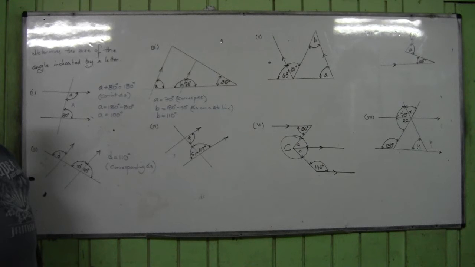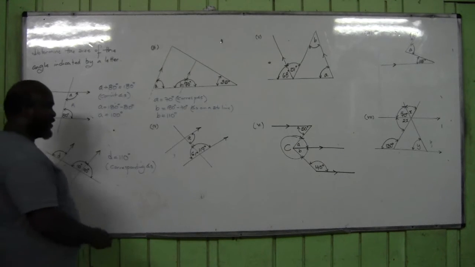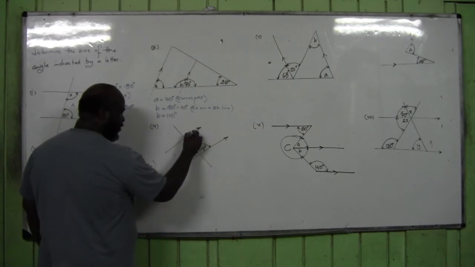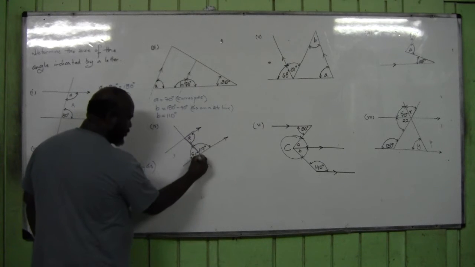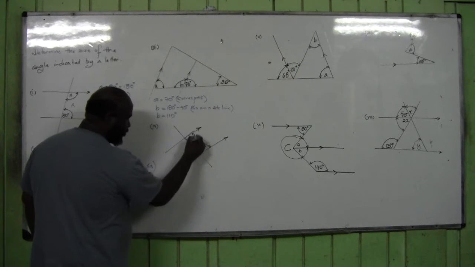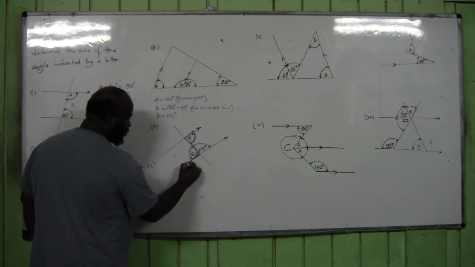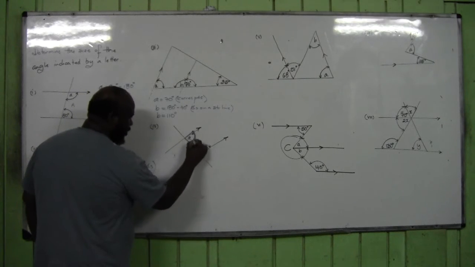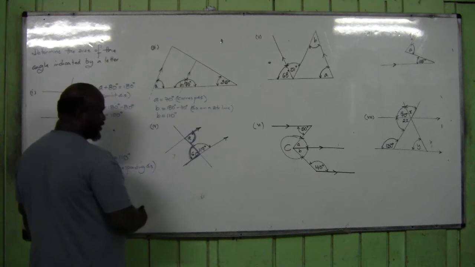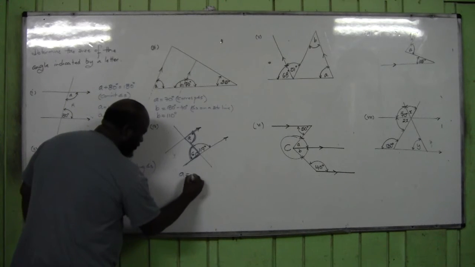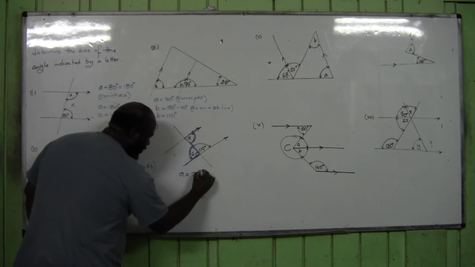They are alternate angles. Tell me if you see this. Look here. Back page. Can you see it? Can you see it? Yes, sir. A is equal to 61 degrees.